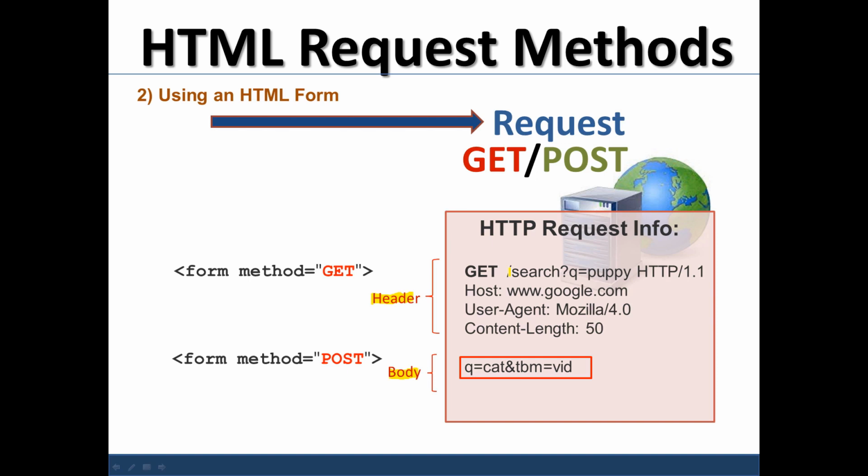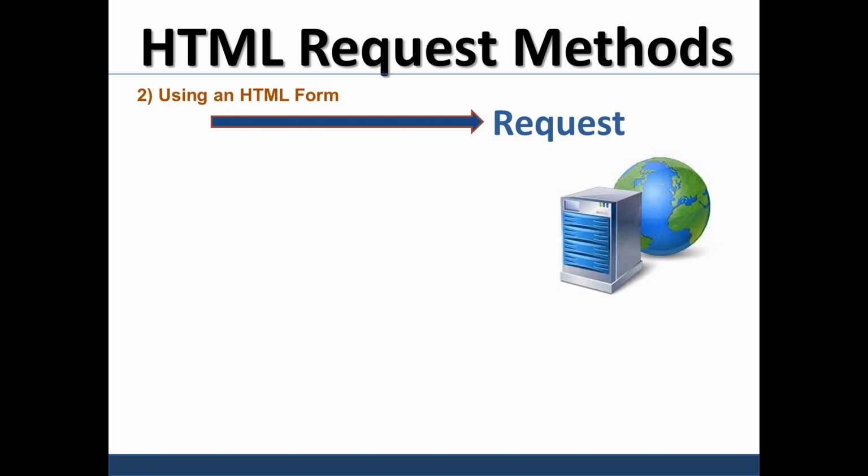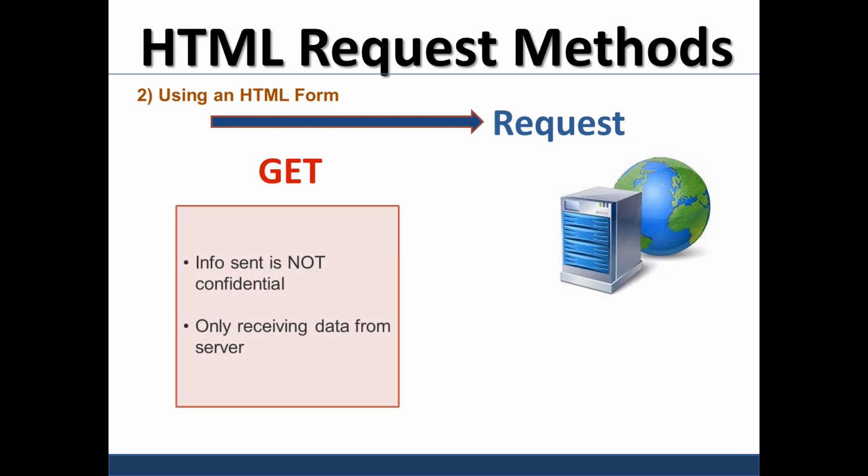In other words, if the program in the server is expecting the values to be in the body, but the form is submitted using the get method, then the program will not work properly. Generally speaking, the get method should be used when the data submitted to the server is not confidential, and when the goal of the form is to get information from the server or from a database.